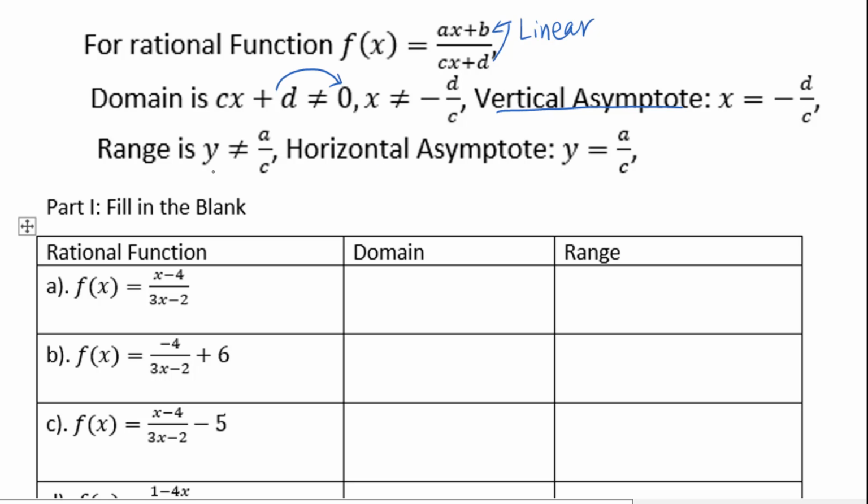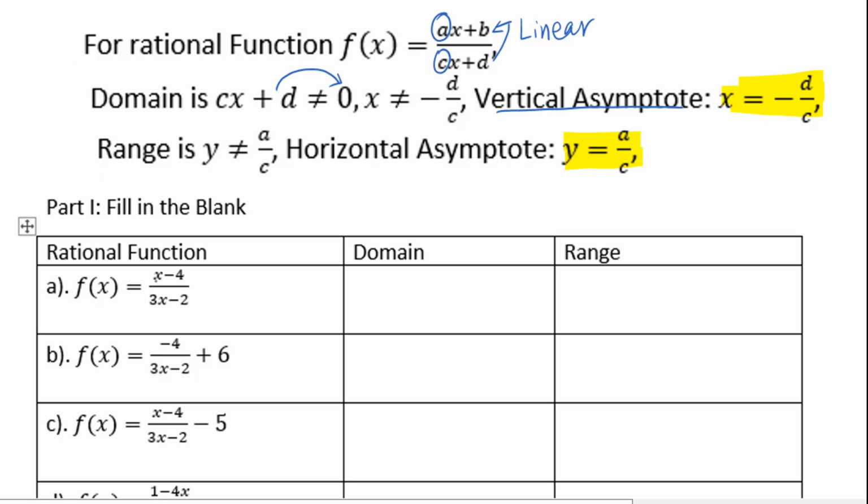For the range, y is not equal to a over c. The coefficients of x will do division. The horizontal asymptote line will be y equals a over c. Try to remember this as a formula.